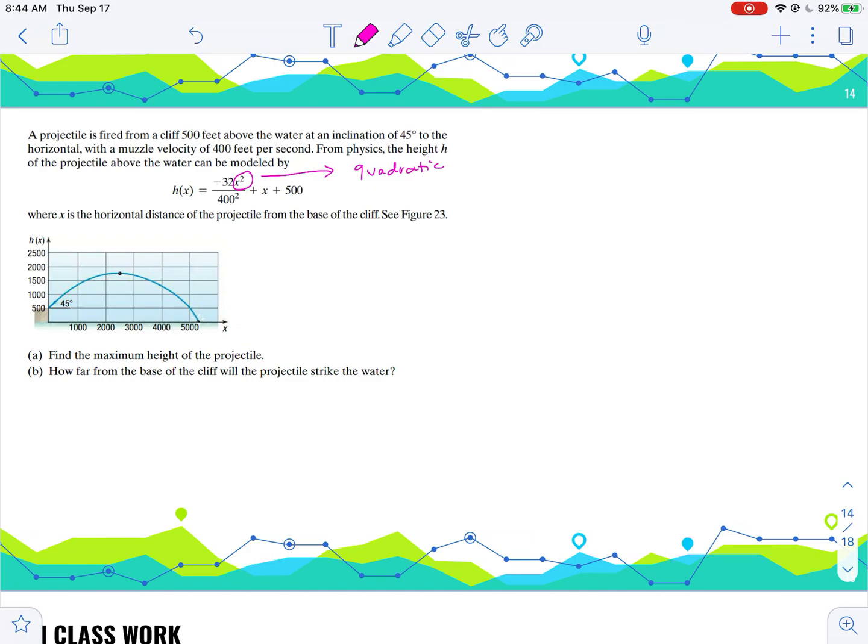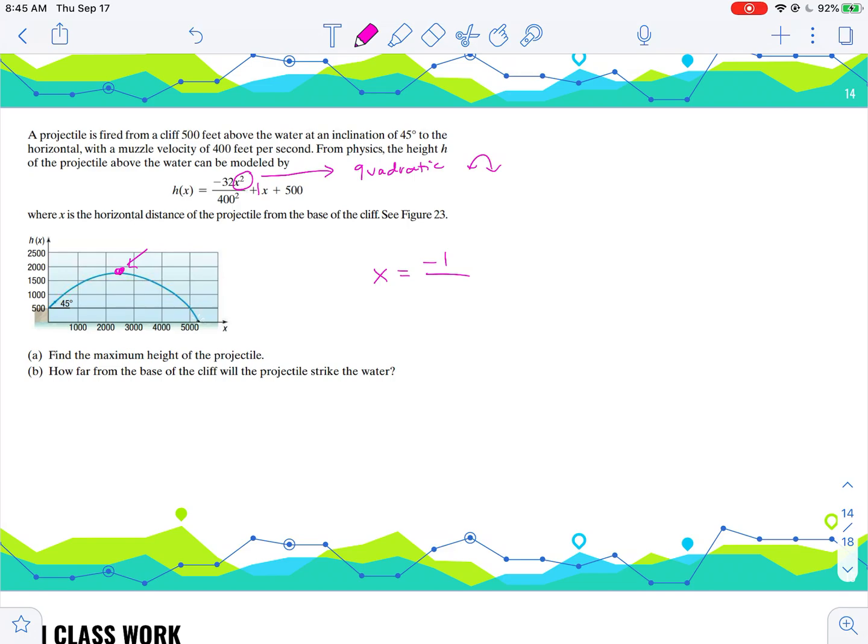So notice we have this x squared right here. So that means it's a quadratic function, so its graph is going to be a parabola. And since it's negative 32, it's going to be a sad parabola, or a concave down parabola. Find the maximum height of the projectile. Well, the maximum height is going to be right here. So we can estimate it on the graph, or we can use the vertex formula.